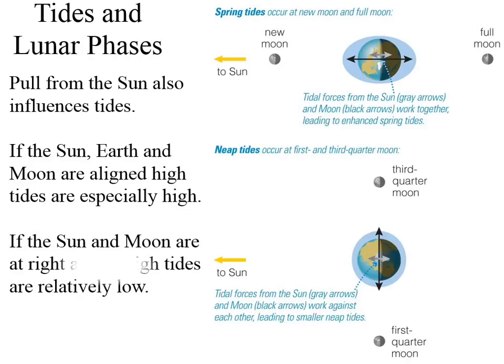And then if the moon is at a right angle to the sun, and we get those at first quarter and third quarter, then we have kind of a diminished high tide. Those are called neap tides. Neap.